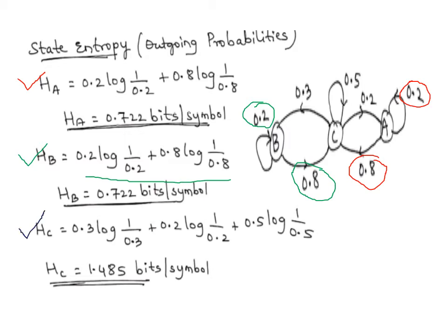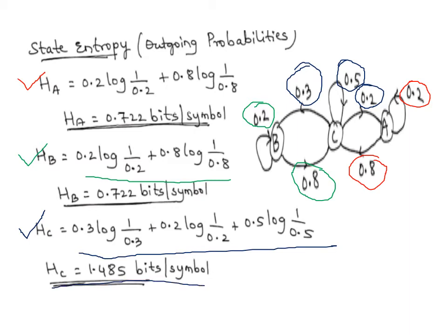For H of C, the outgoing probabilities at state C are 0.5, and the other one is 0.2, and one more is 0.3. So the equation is 0.3 log of 1 by 0.3, 0.2 log of 1 by 0.2 plus 0.5 log of 1 by 0.5. On simplifying, we obtain entropy at state C as 1.485 bits per symbol.